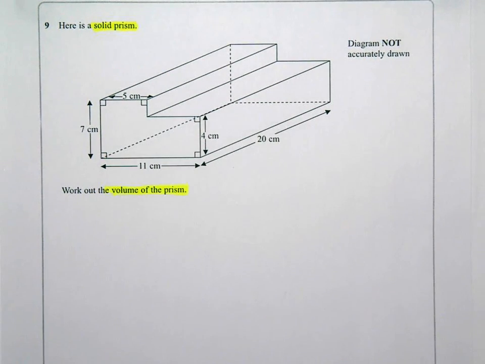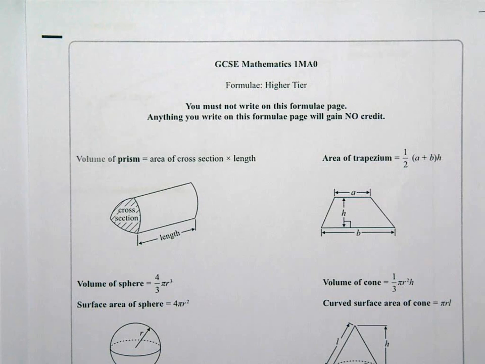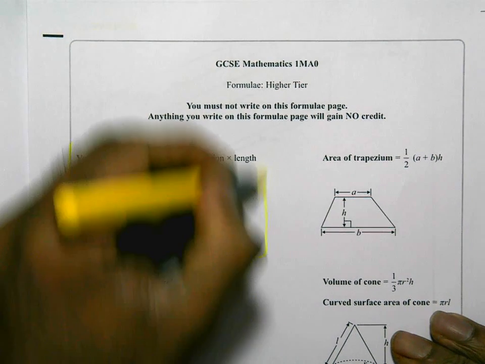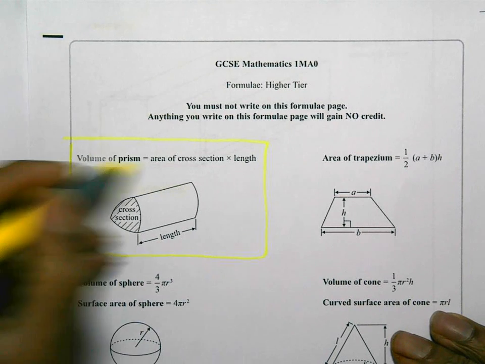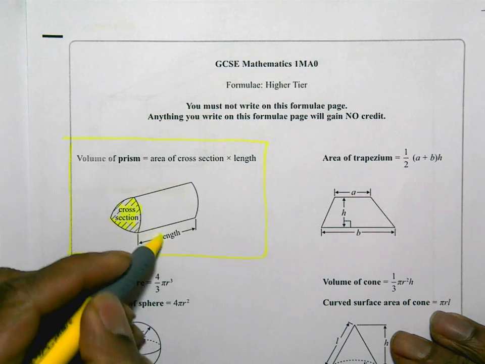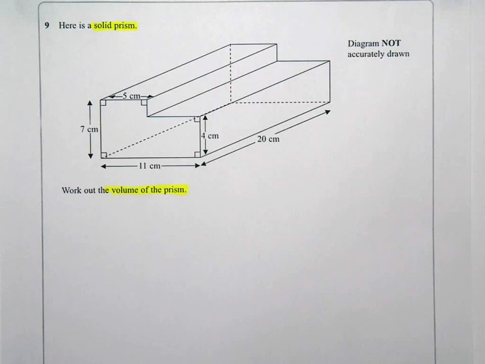The question says, work out the volume of the prism. Now, to work out the volume of a prism, the formula that you need for this is actually provided on the formula sheet of the higher paper. And here it is. The volume of a prism is given by this formula. It's the area of the cross section, so the area of the bit at the front, times the length, how far back it goes. So if I go back to this question here, I'm going to write down the formula.